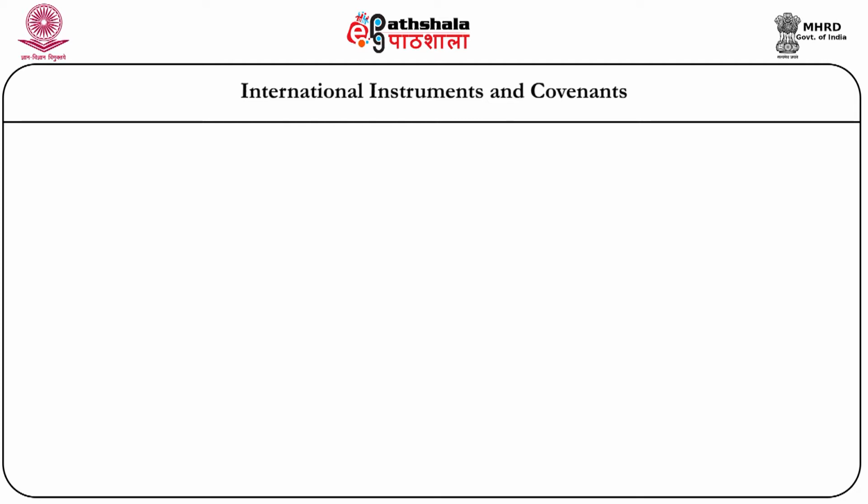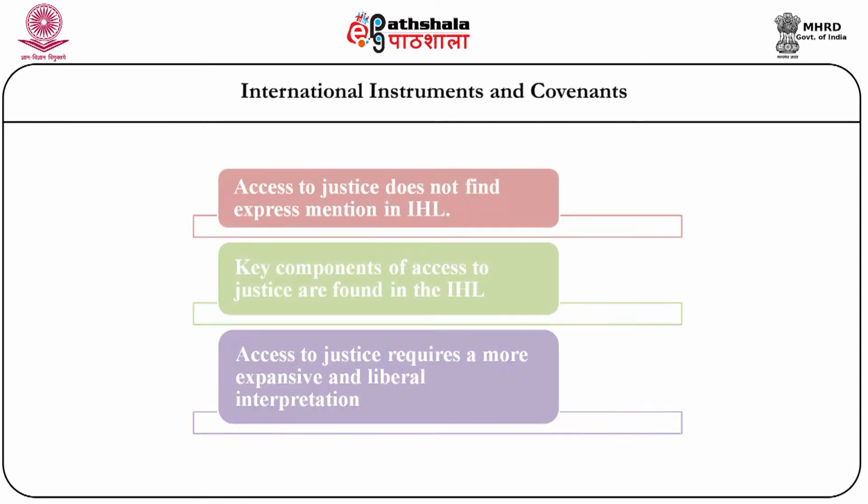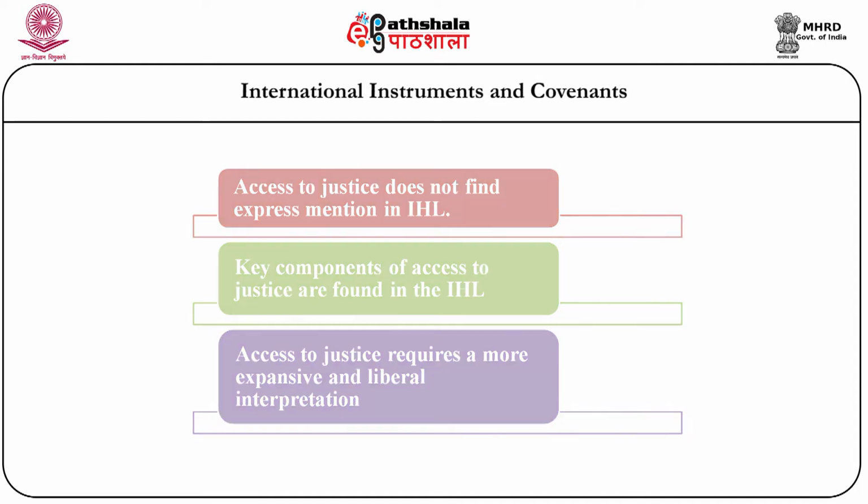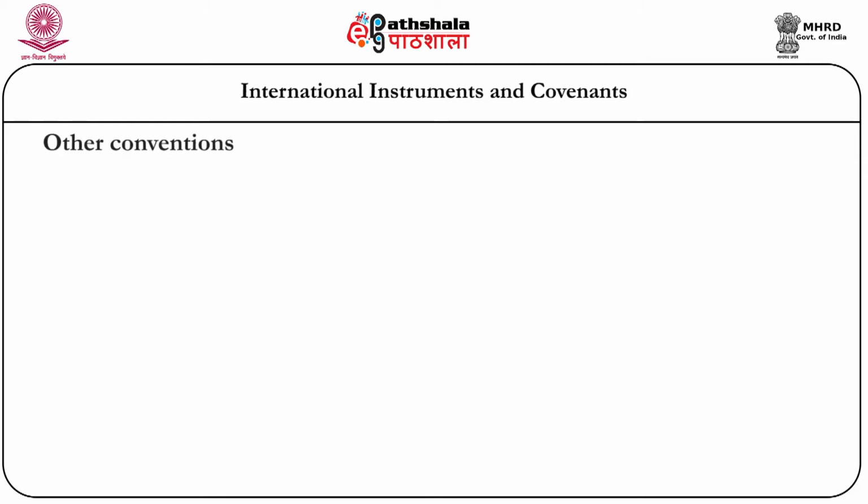Access to justice does not find express mention under international humanitarian laws. Key components of access to justice are found in international human rights law. Access to justice requires a more comprehensive and liberal interpretation. Let us look into other conventions which deal with access to justice in one way or another.